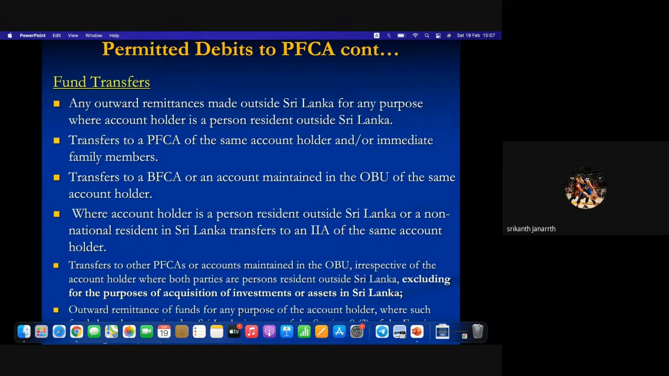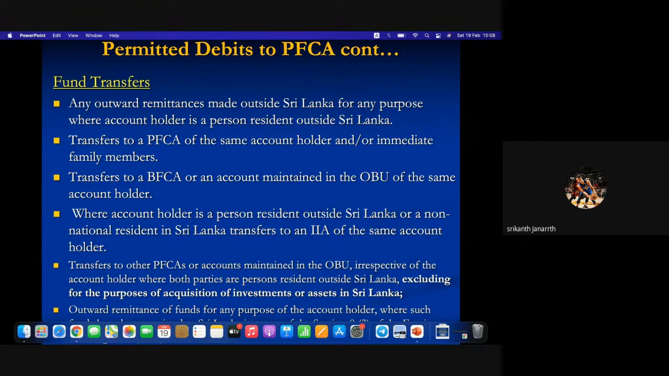So first, fund transfers. Any outward remittances made outside Sri Lanka for any purpose, where the account holder is a person resident outside Sri Lanka. Right. If the person is resident outside Sri Lanka, simply he can do any transfer. Any transfer. Let's say a PFC account holder is in Australia now, he can utilize his money for anything, including to acquire an asset in Australia, no problem, because the account holder is overseas. He can't do a capital transaction while in Sri Lanka. But if the account holder is outside Sri Lanka, he can utilize it for any purpose.